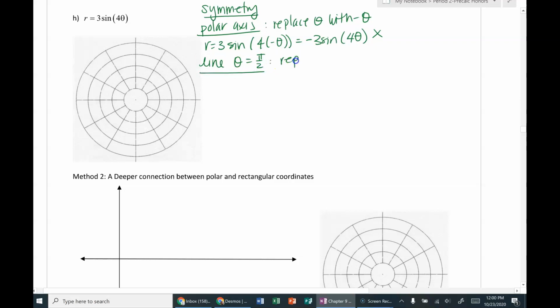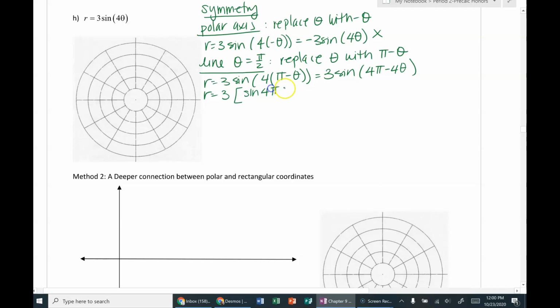So replace theta with pi minus theta. So r equals 3 times sine of 4 times quantity pi minus theta. This is the same thing as saying 3 times sine quantity of 4 pi minus 4 theta, because then I need to bust out my difference of sine. So 3 bracket sine of 4 pi cosine of 4 theta, take away cosine of 4 pi sine of 4 theta.